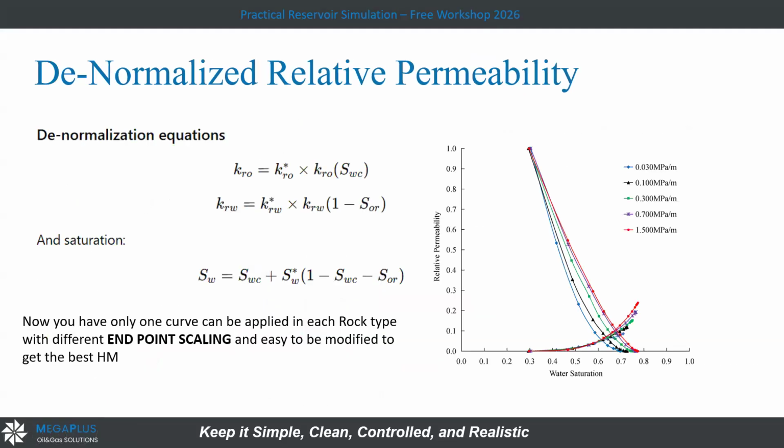And after that, I will do the denormalizing. Depending on what? I will insert the endpoint scales in my model manually. As an example, I have a rock type made of carbonates. Carbonates are known to possibly have mixed wettability, neutral wettability, water wet or oil wet.